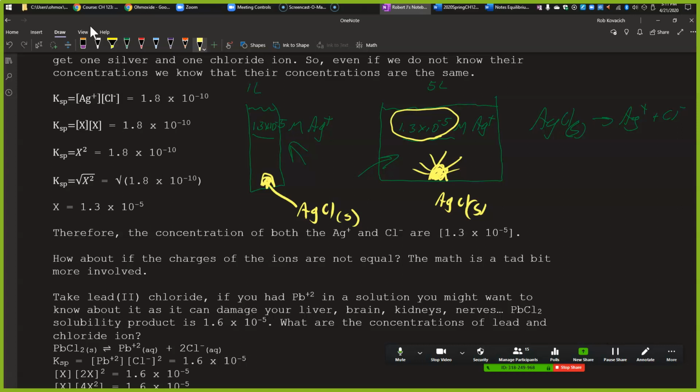So, anybody want to tell me why that's kind of cool? Because silver isn't supposed to dissolve in water. No, that's not why it's cool. Because it's science.